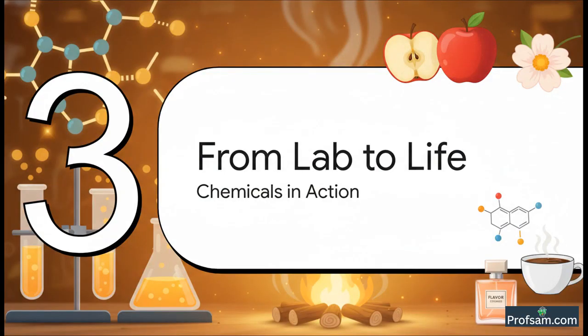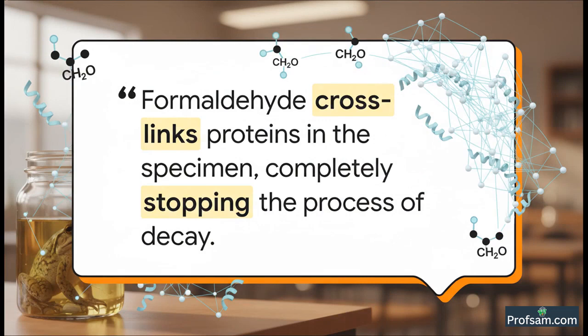Now, let's zoom in on a couple of these examples to see the chemistry in action and connect what happens in the lab to what happens in your life. Let's go back to our perfectly preserved frog. What is the secret? Well, it's a solution called formalin, which is formaldehyde in water. The highly reactive formaldehyde molecule attaches itself to the proteins in the frog's tissues, especially the amino groups. It creates a vast network of connections, or crosslinks, almost like a chemical net. This makes the proteins rigid and completely stops the process of decay.